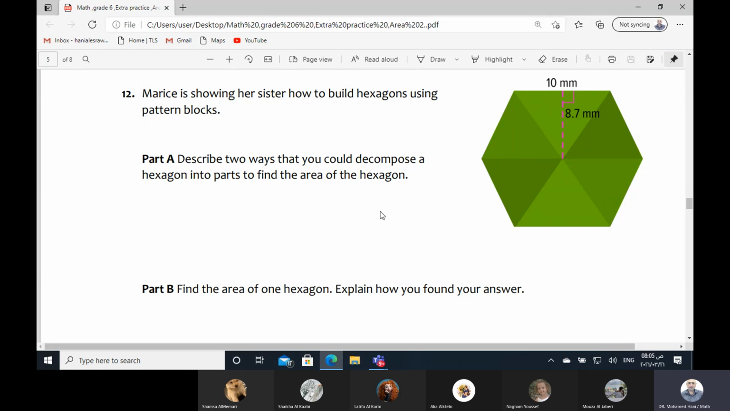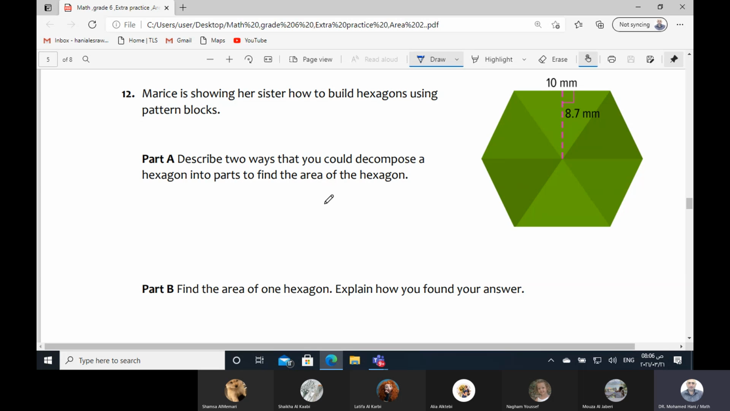Bismillah ar-Rahman ar-Rahim. Assalamu alaikum wa rahmatullahi wa barakatuh. Math grade 6. We will continue our revision, our extra practice. We are in the Model 8 area. Today we have this question. Maris is showing her sister how to build hexagons using pattern blocks. Part A, describe two ways that you could decompose a hexagon into parts to find the area of the hexagon.